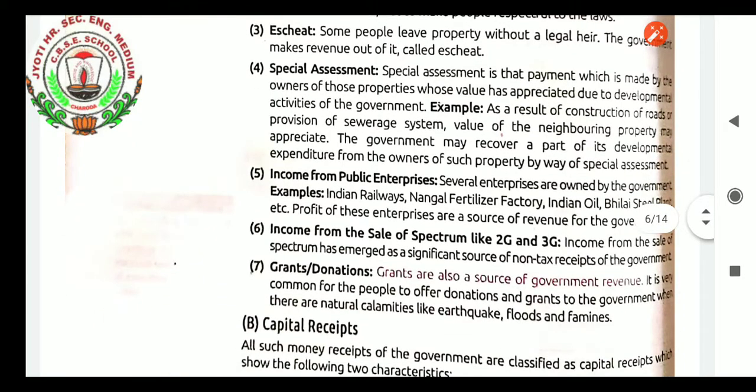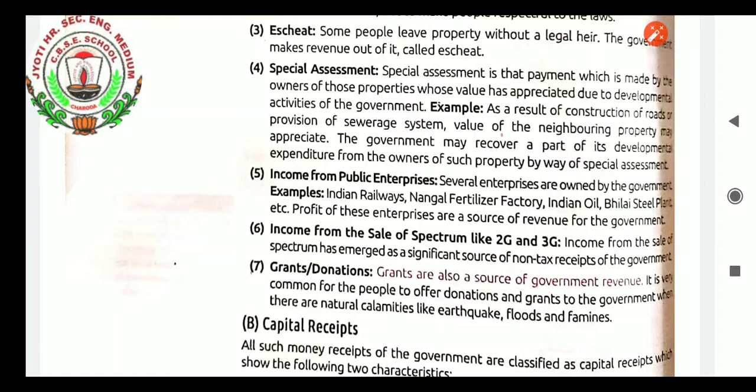Income from public enterprises. Several enterprises are owned by the government. Example, Indian Railways, Nangal Fertilizer Factory, Indian Oil, Bhilai Steel Plant, etc. Profits of these enterprises are a source of revenue for the government. So income from public enterprises can be earned this way. That is also income of the government.